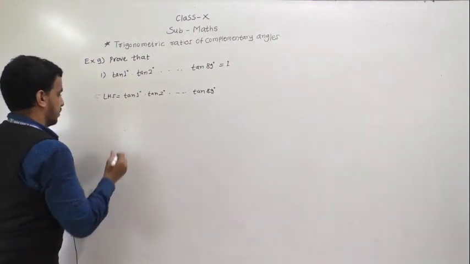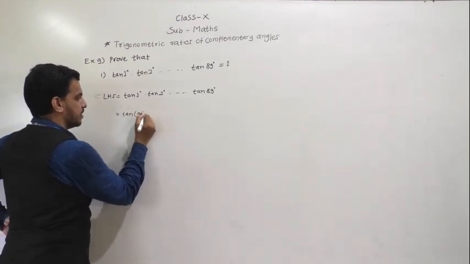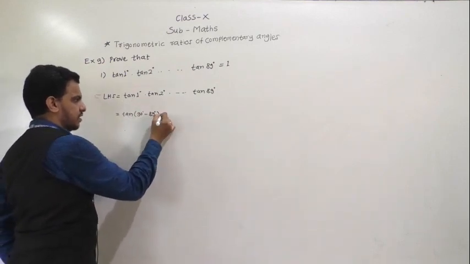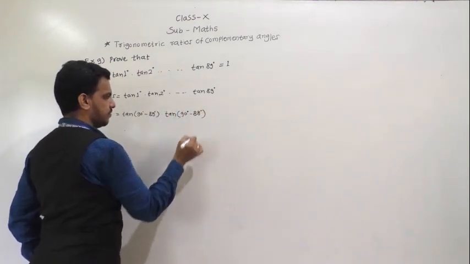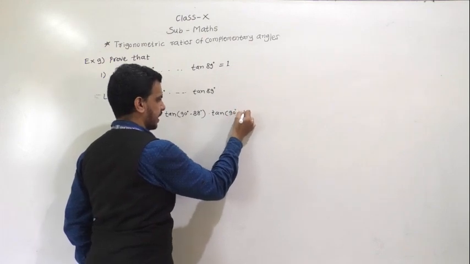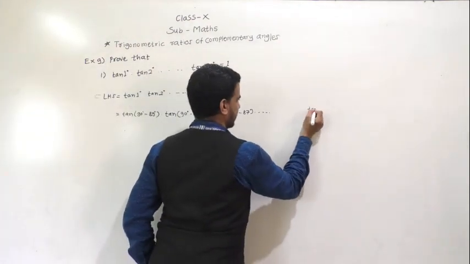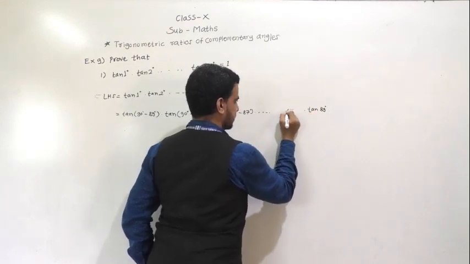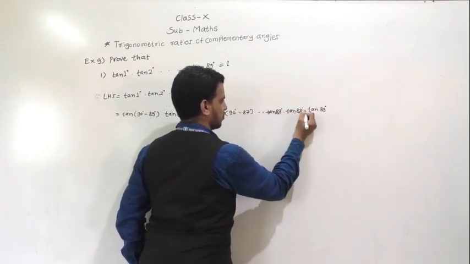Okay, now this tan 1 degree, 1 degree we can write as 90 degree minus 89 degree. Similarly, this 2 degree we can write as 90 degree minus 88 degree, 3 degree we can write as 90 degree minus 87 degree, and so on. And at the last, here this tan 89 as it is, then before that this tan 88 is there, or tan 87 is there, and so on.